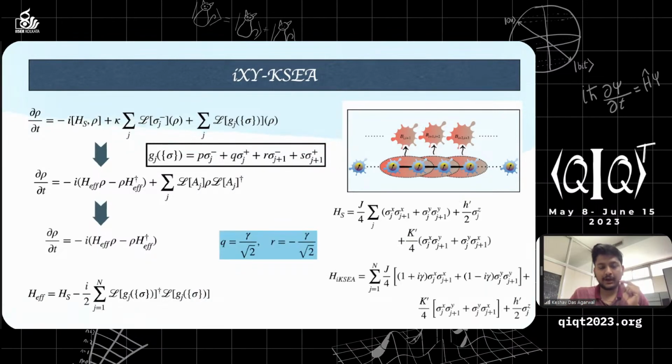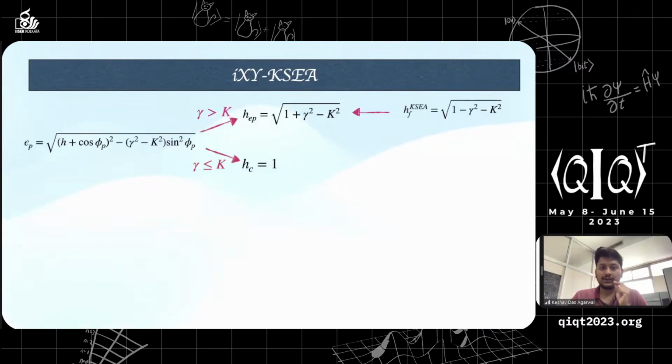So for RT symmetry, we choose specifically Q and R. This makes gamma a complex parameter. And in the IXY case, this can be shown as a non-Hermitian IXY-KCA model, which is H IKCA. Now, this model, when we do Jordan-Wigner and Fourier transformations and complex Galois, we find that the eigenenergies have this dependence.